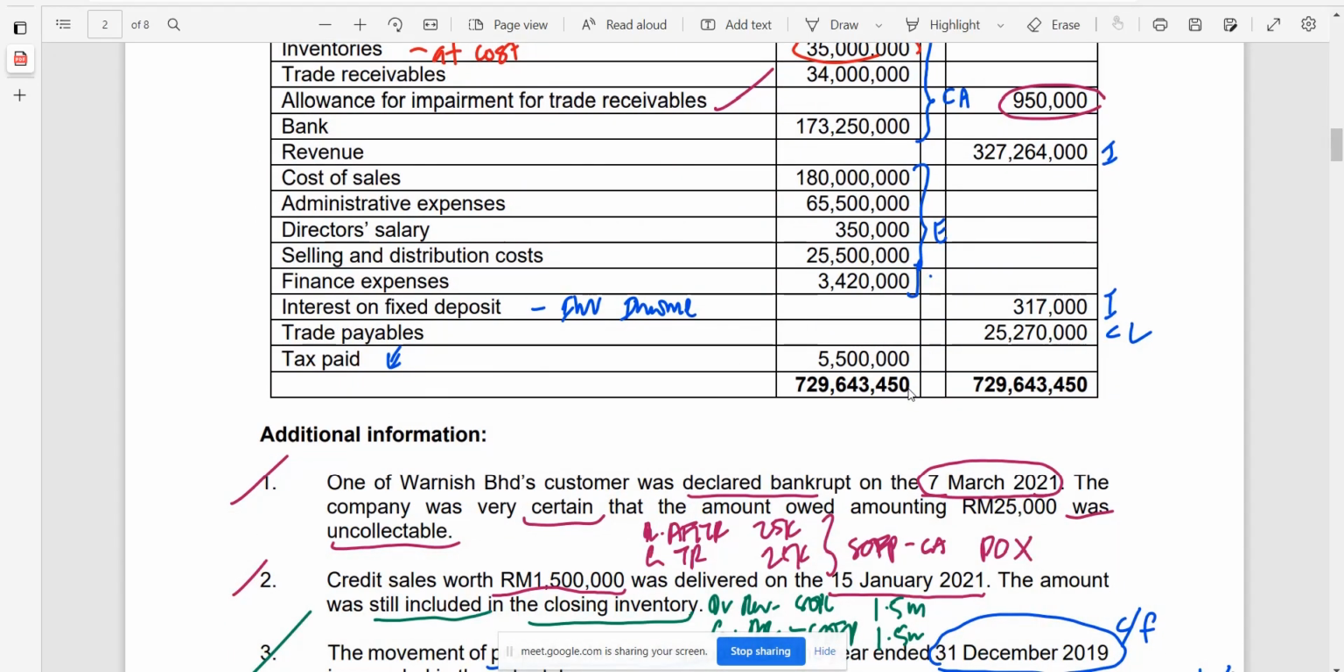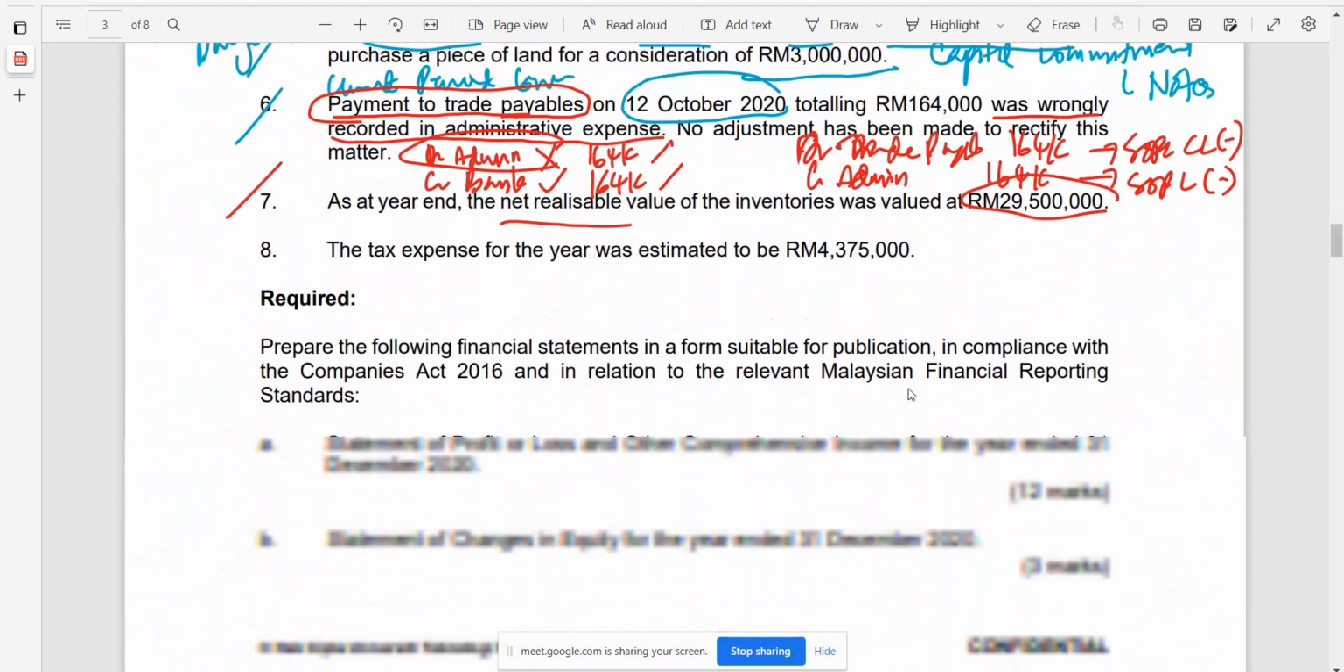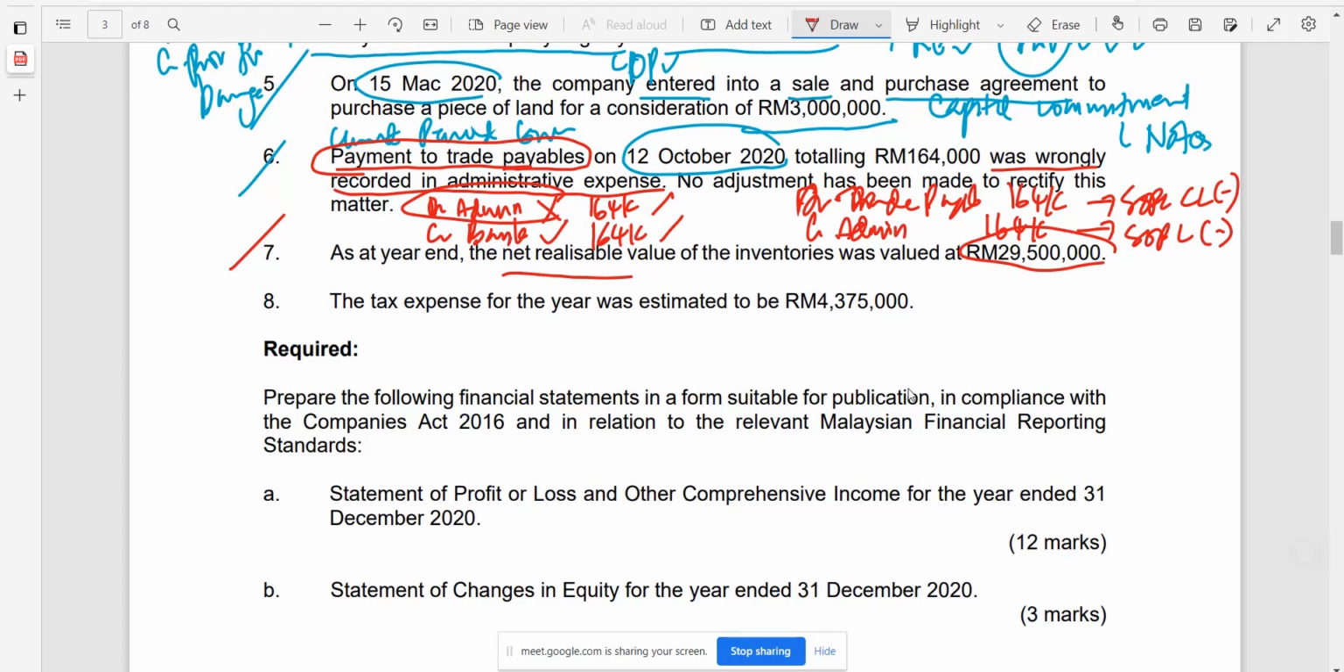It was 35 million. Can you calculate how much is the difference between 35 million and 29.5? How much is the difference between these two? And this is your cost. How much is that? 5.5 million. Thank you. 5.5 million. This is the write down that you need to do: debit cost of sale, credit inventory.